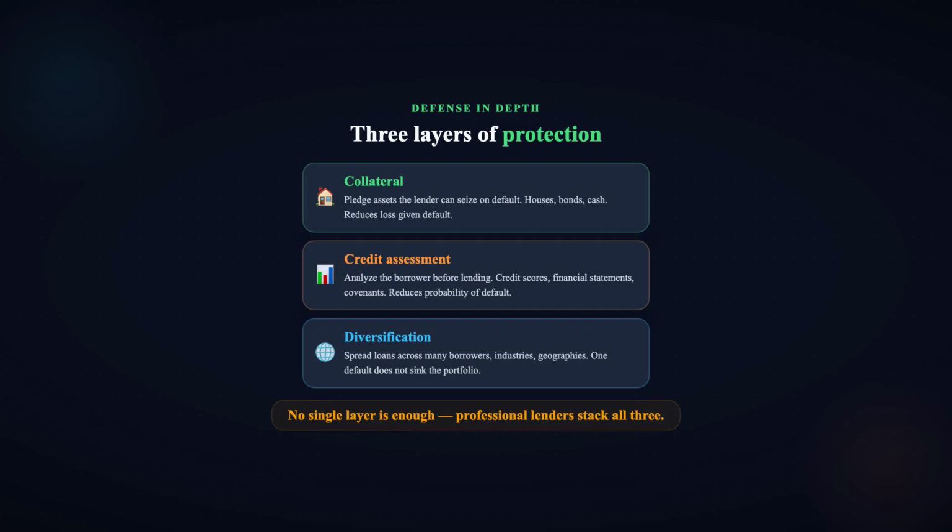These three layers, collateral, assessment, and diversification, are the lender's defense against credit risk. None of them eliminates it entirely. But together, they reduce the expected loss to a level the lender can price and manage.